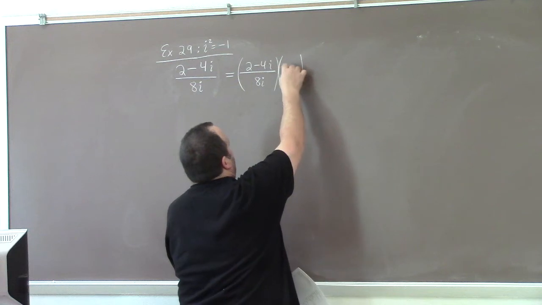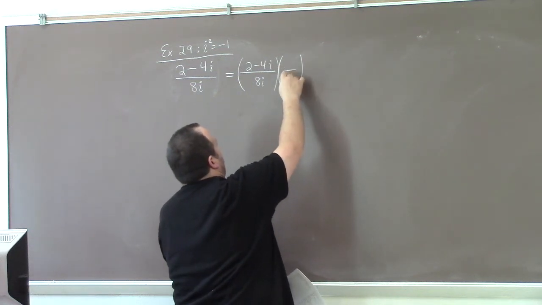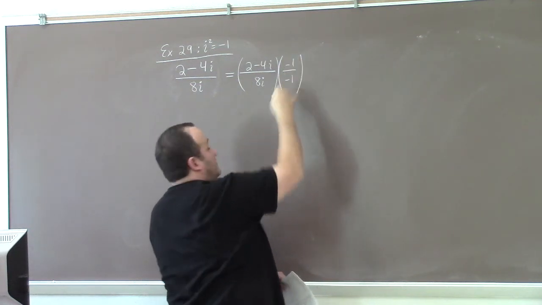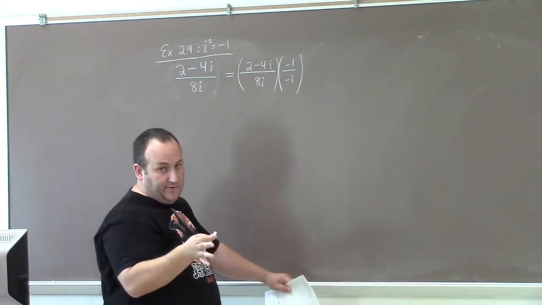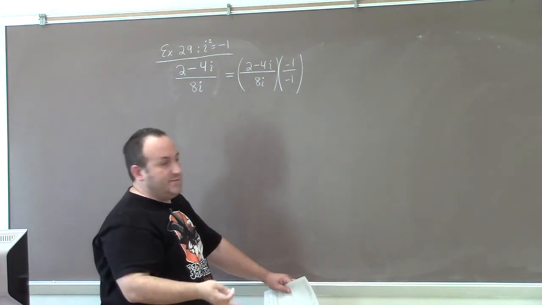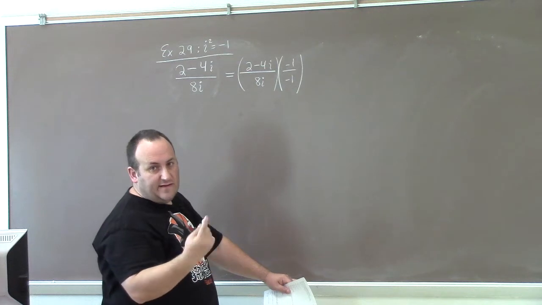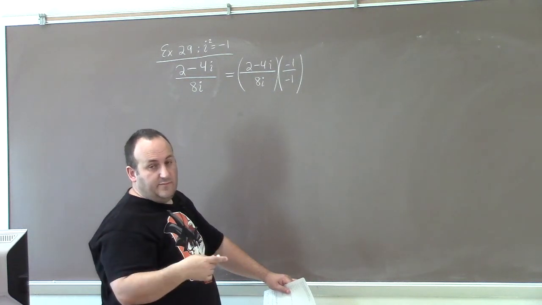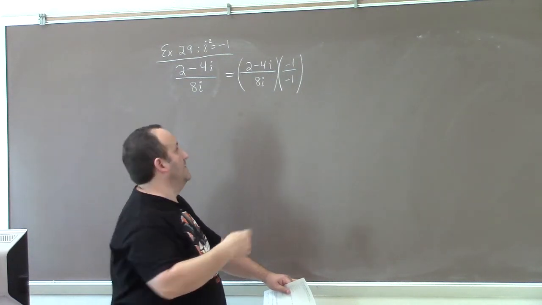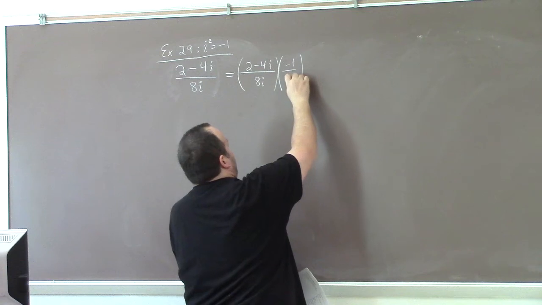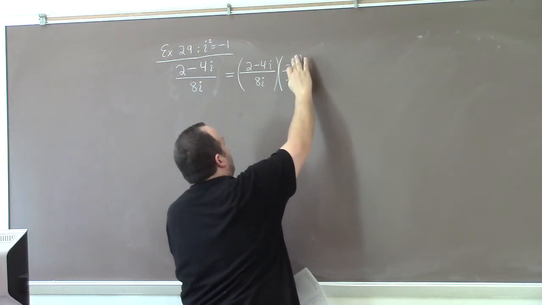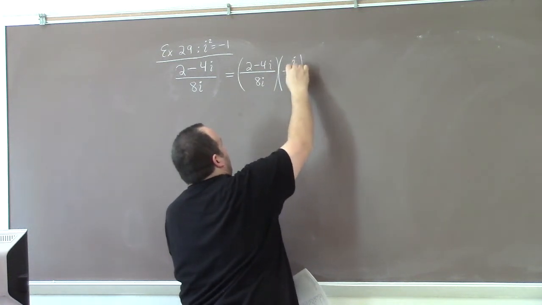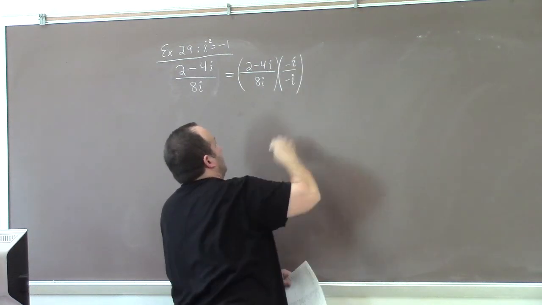Well, negative 1 won't fix it. If I put minus 1 here, I mean, you could do that. That's allowed, but it doesn't help us, because minus 1 times 8i is still minus 8i. So let's try minus i over minus i. We could try that. Let's see if that works.